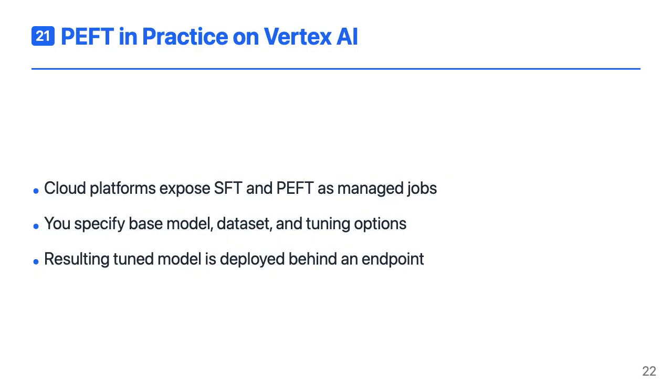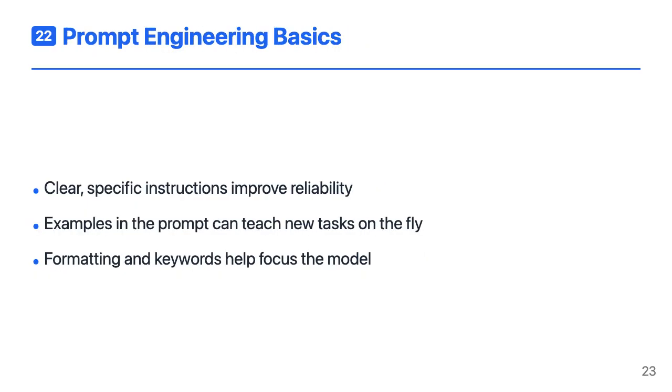In practice, you don't have to implement these fine-tuning techniques from scratch. On platforms like Google Cloud's Vertex AI, you can start from a base model such as Gemini 1.5 Pro, point to a training dataset, and launch a supervised fine-tuning or PEFT job with a few lines of code. The platform handles the infrastructure, training and deployment, and you get back an endpoint you can call like any other generative model. Even with the same model, the quality of your prompts can make or break performance.